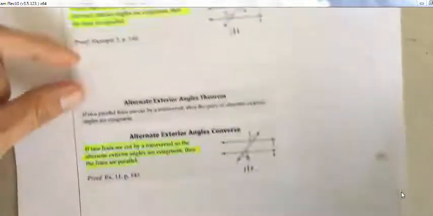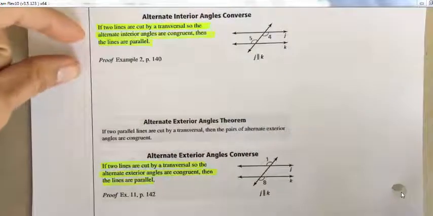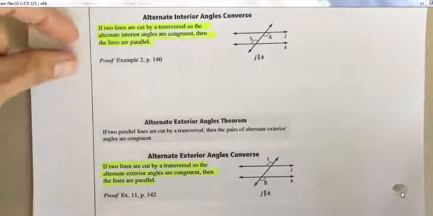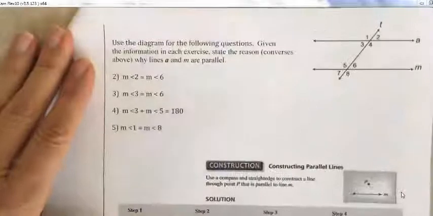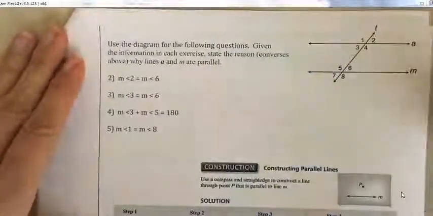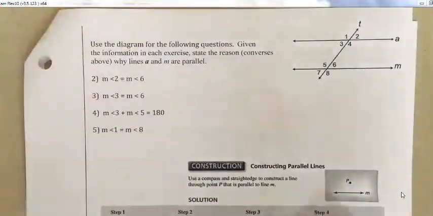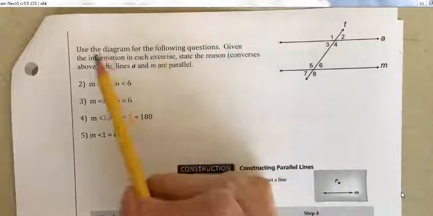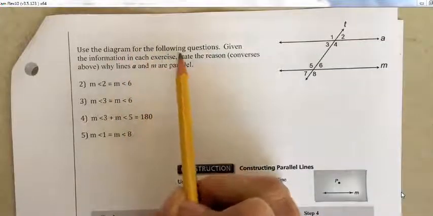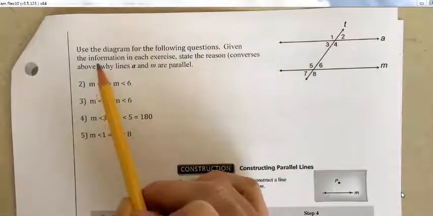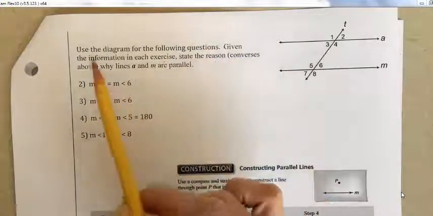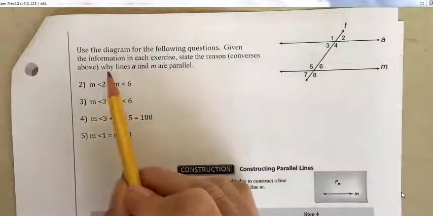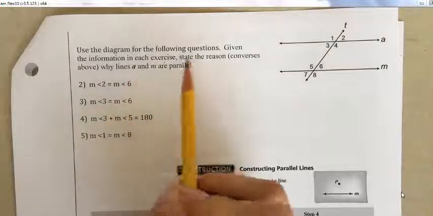And you can feel free to write a repetition here. Hey, what's the alternate interior angles converse? And then you can write what it is if you need to get repetitions writing it. But I think it's better to kind of use it. So let's use it. So use the diagram for the following questions. Given the information in each exercise, state the reason, the converses above, so the ones from the previous page, why lines A and M are parallel.